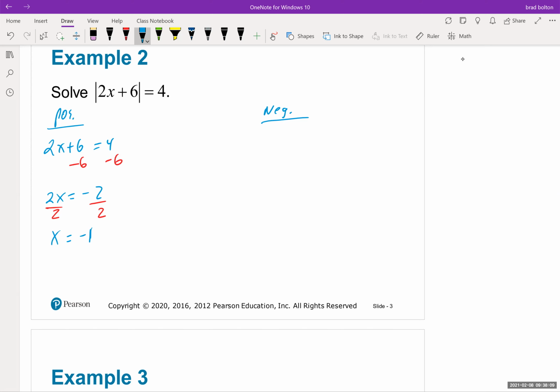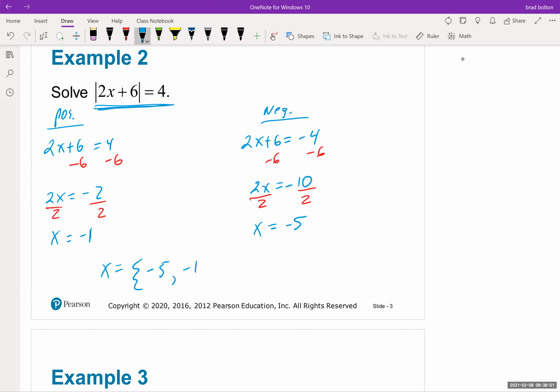The negative version, you do everything the same, but now you put -4 over here, and now you solve. So minus 6 on both sides, we have 2x equals -10, divided by 2, so we have x equals -5. Okay, so that means when we put either one of those into the absolute value equation, we will get 4. So let's say that our solution set is x equals, and then sometimes they write the little squiggly braces, -5 comma -1. They're not saying interval notation. This is saying x equals -1 and x equals -5. This is set notation saying these two are the answer.